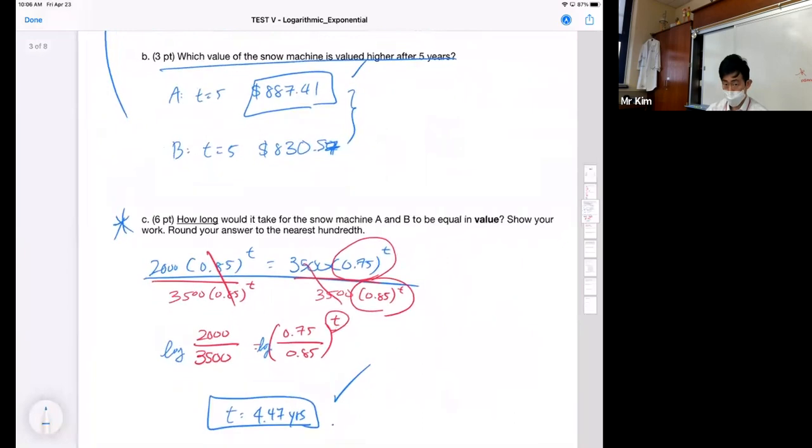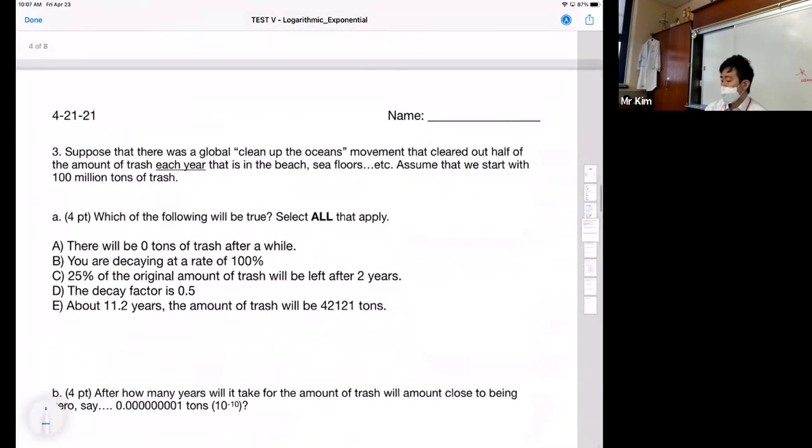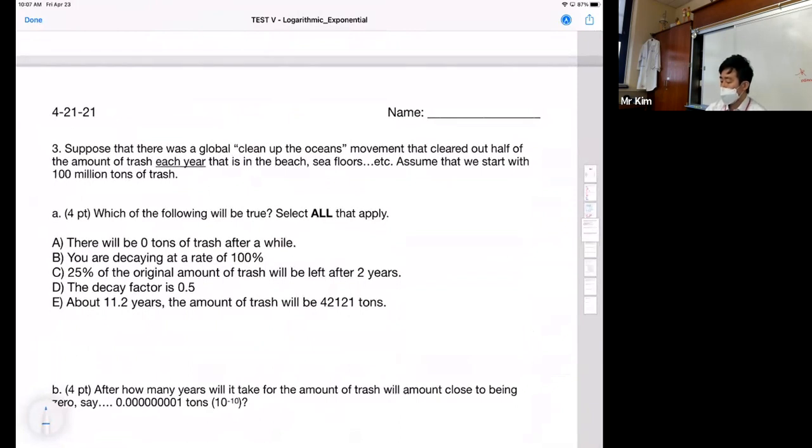Any questions on 2? All right, question 3. Suppose that there was a global ocean cleanup movement that cleared out half of the amount of trash each year. The other one was a penny doubling from the study guide. This is the opposite, it's a decay. So it's 100 million. That is the number you're supposed to use with the decay factor 0.5 raised to the power of T. It's always helpful to write down the equation first before you go on.